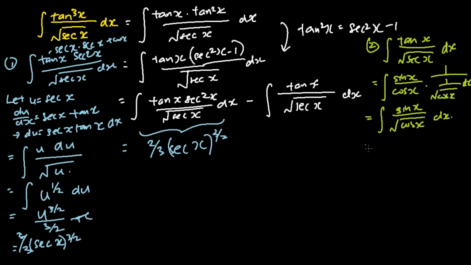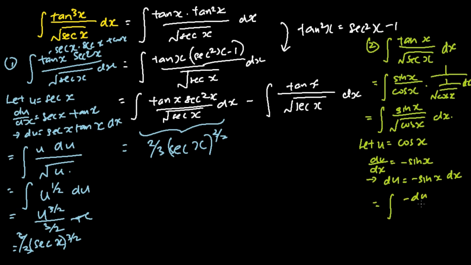Then I will apply the same technique, the integration by substitution. I will let u be equal to cosine x, in which when I differentiate u with respect to x, this gives me negative sin x. Multiplying both sides by dx, I get du is equal to negative sin x dx. I substitute sin x dx as negative du, and my denominator will just be square root of u. So I get the negative of the integral of u to the power negative half du.